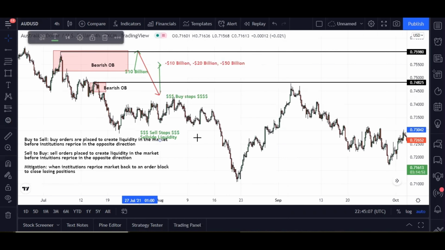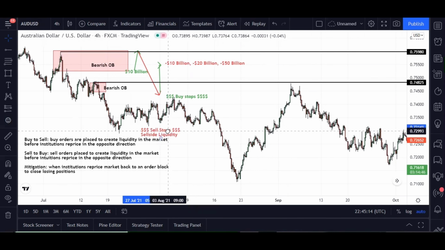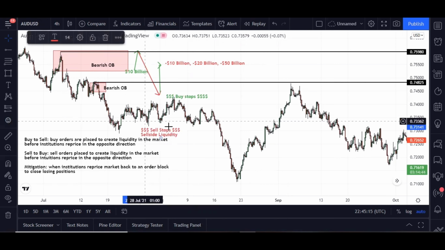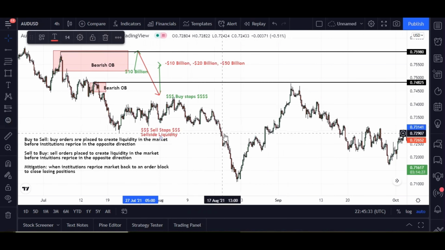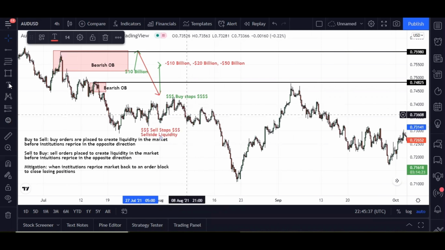All right, just tying everything together, guys. We have sell stops and sell side liquidity here. So you have retail traders who will be expecting a breakout here, right? So if price came down and traded below this low here, they will have sell stops here, and those sell stops will be activated, right?